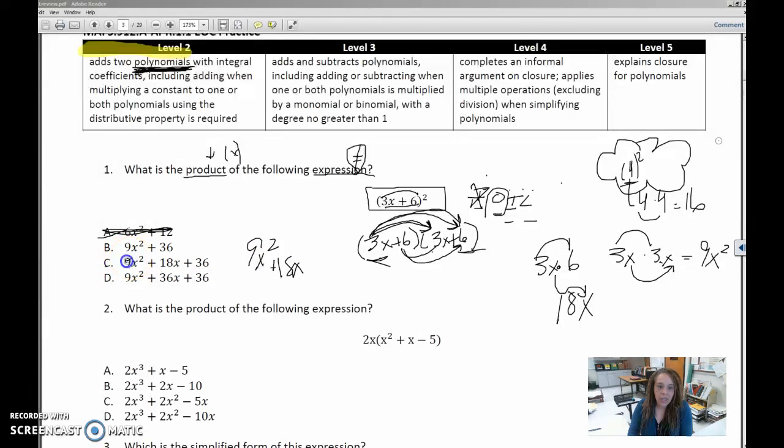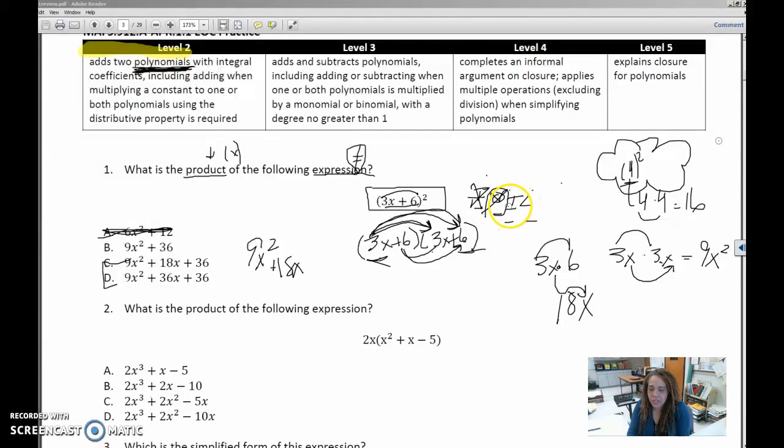I see these two are looking like an 18x. I might want to save myself some time and say, oh, I found the answer at C. Don't get ahead of yourself. Keep going. We've got 2 more parts here. So that was our outer terms.